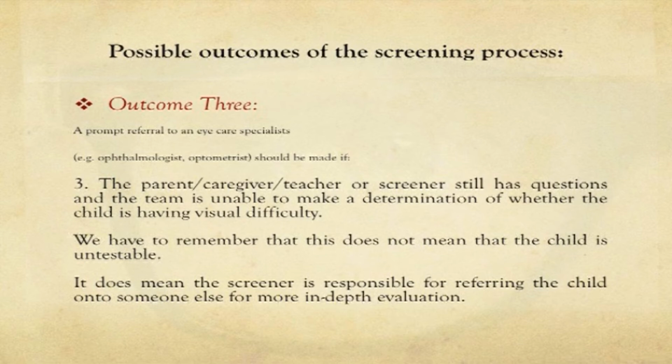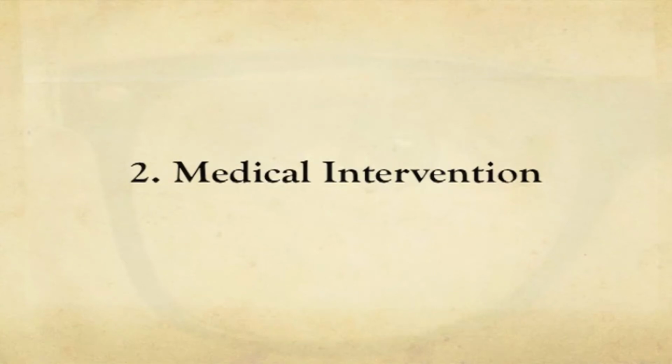We have to remember that this does not mean that the child is untestable. It does mean the screener is responsible for referring the child on to someone else for more in-depth evaluation. Screening procedures for young children should use family-centered practices, that is, communicating in a language that the family understands, informing families about the purpose, procedures and the results of the screening process, and gathering information from families in a simple and respectful way.